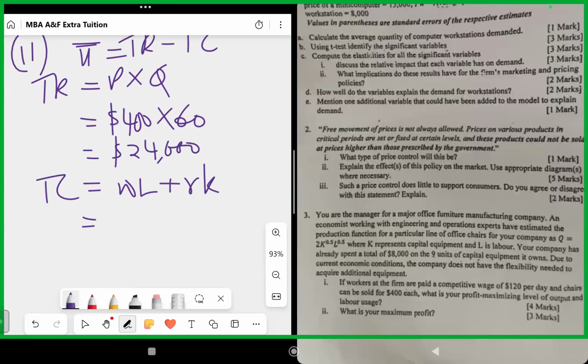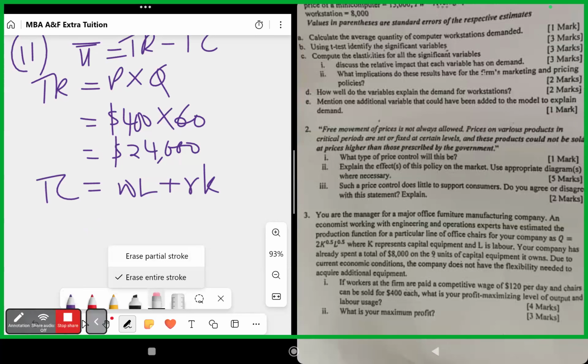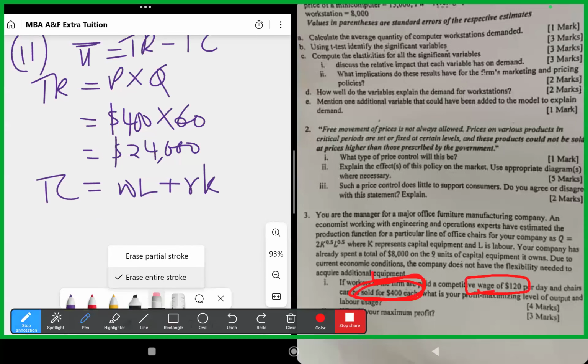Okay. So in this question, the question provided the solution for the wage. Now let me read the entire question. It says you are the manager for a major office furniture manufacturing company. An economist working with engineering operations experts have estimated the production function for a particular line of office chairs for your company as Q equals 2K exponent 0.5 L exponent 0.5, where K represents capital equipment and L is labor.